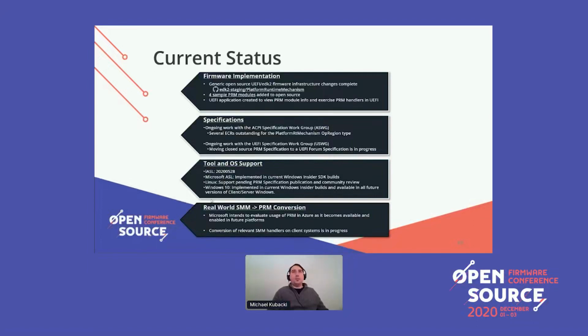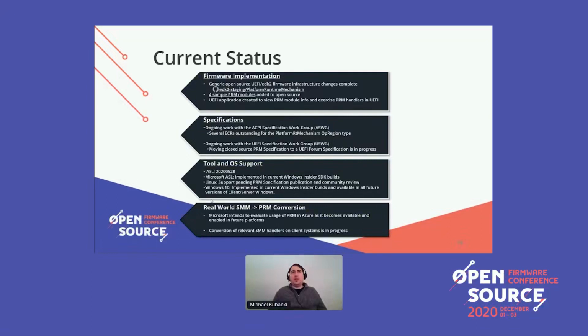On the specifications, we have some ECRs outstanding for the Platform Runtime Mechanism op region type with the ACPI working group. We have the specification that's currently closed source being moved for adoption to the UEFI forum. That work is in progress. On the tool side, IASL has actually supported this op region type since the 2020 05-28 version. The Microsoft ASL compiler supports it in all Windows Insider SDK builds.